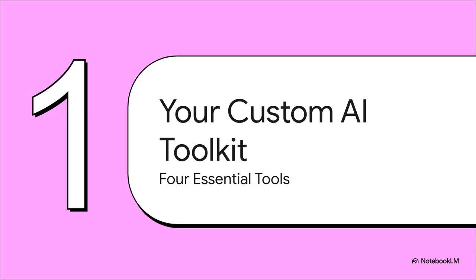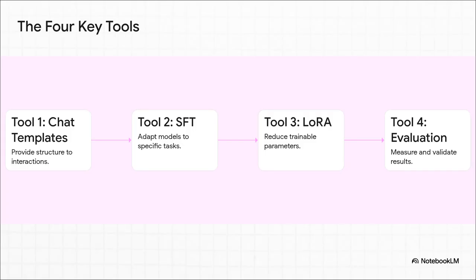All right, welcome to your custom AI toolkit. Inside, we've got 4 essential tools, and when you put them all together, they're going to let you build some incredible specialized AI models and do it efficiently. So what's in the box? These are our 4 key tools. First up, chat templates, which basically set the rules for the conversation.